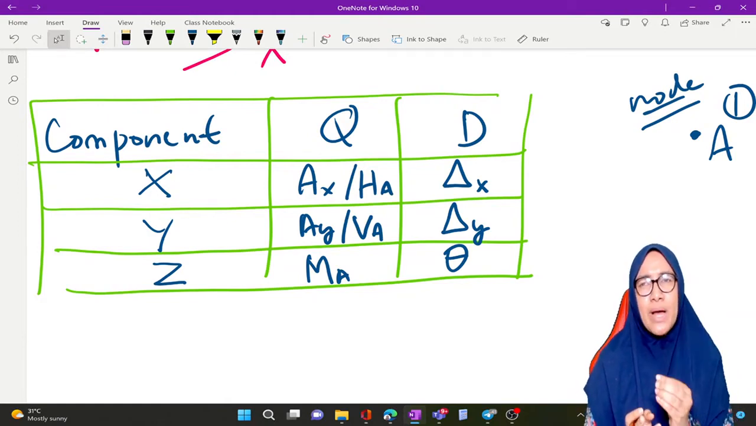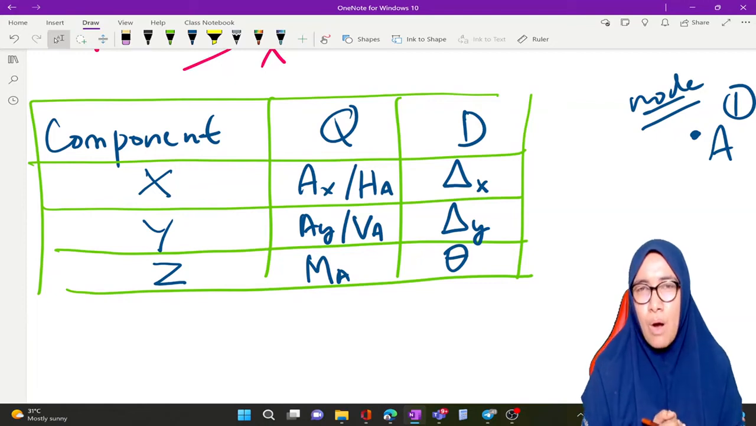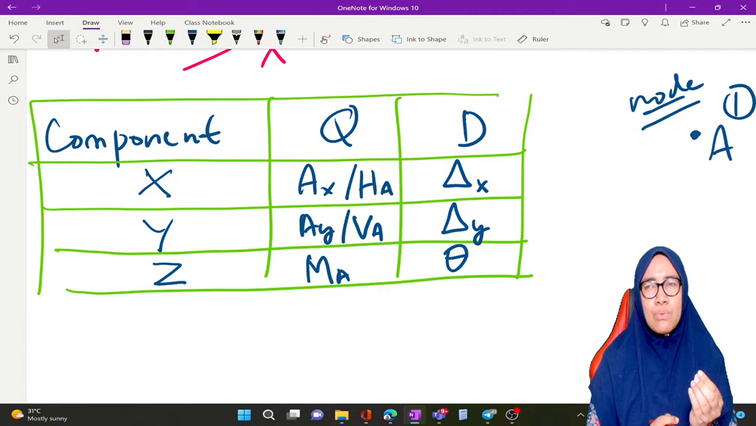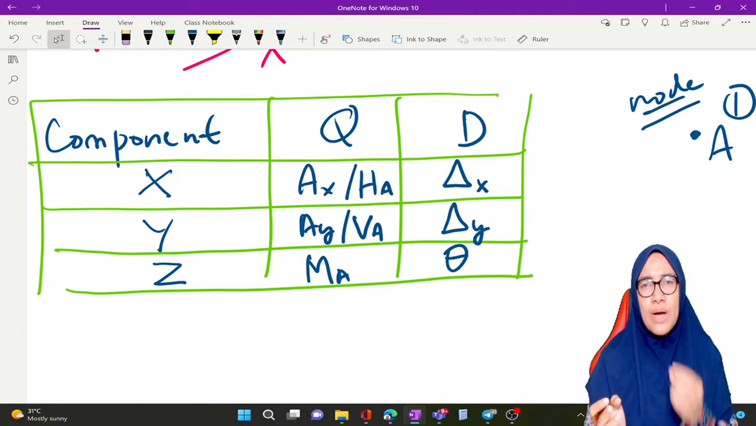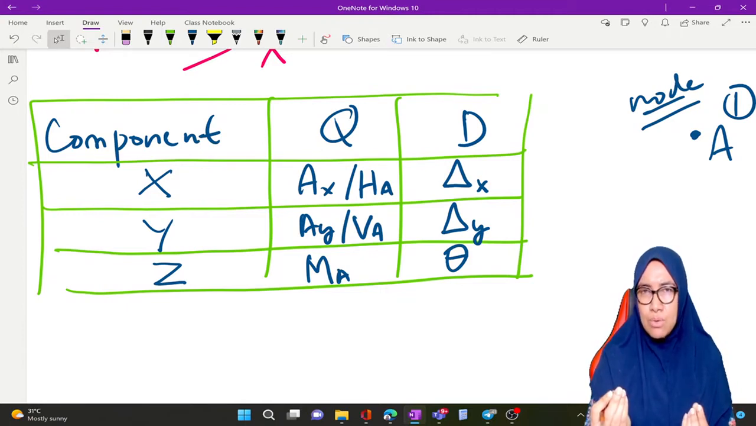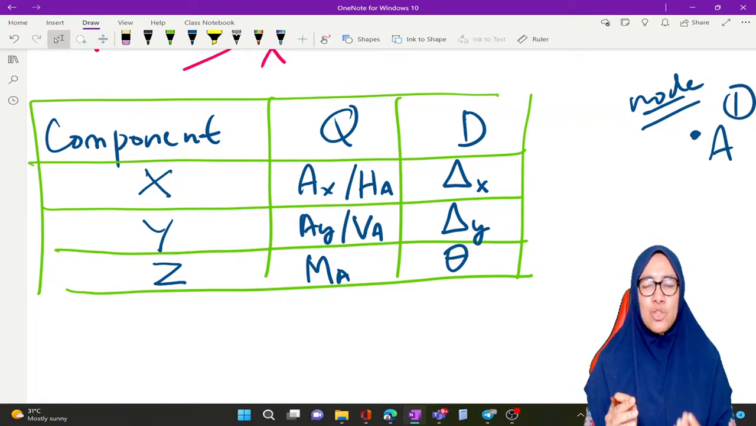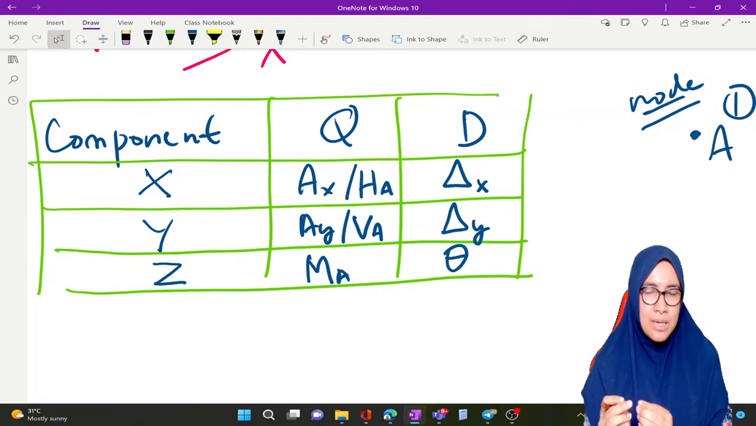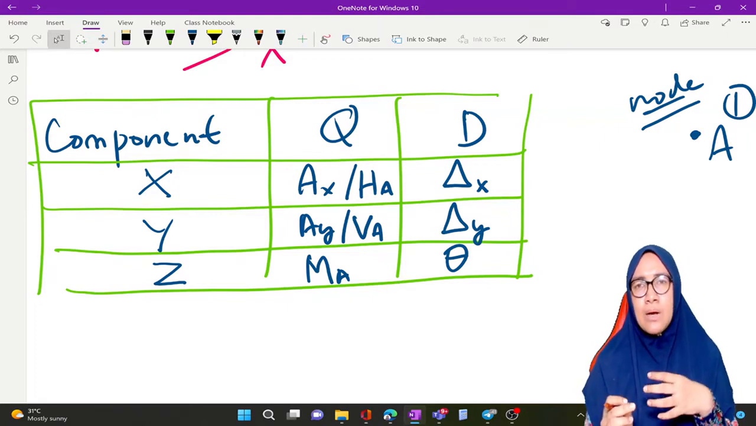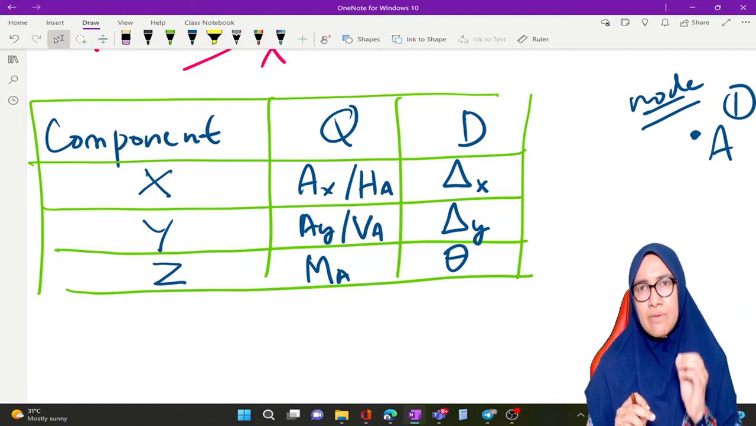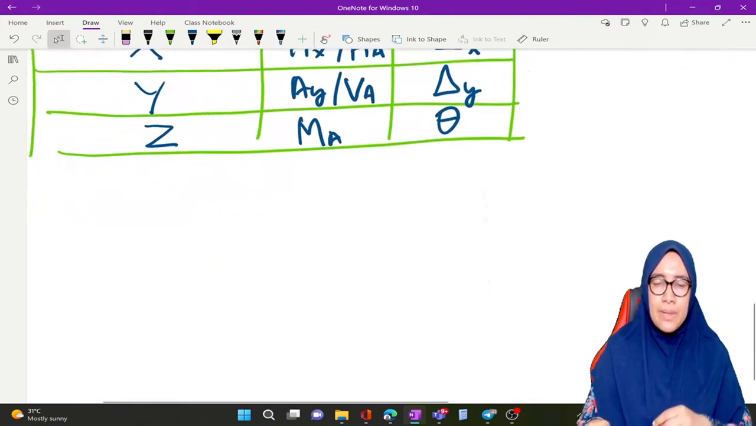Opposite means if one is known, one is unknown. One is 0, one is non-zero. That's the meaning of opposite characteristic between Q and D. And we should read that characteristic from support.